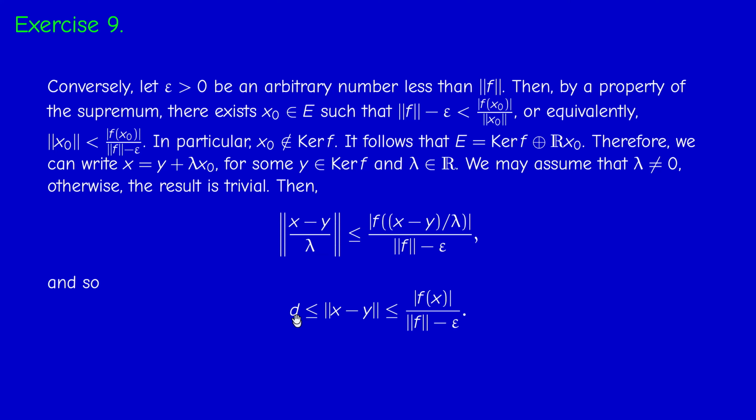And that's it. So the infimum is less than the norm of x minus y. And therefore d is less than the absolute value of f of x over norm of f minus epsilon. And since this is true for every epsilon less than norm of f, we can let epsilon tend to 0. And we get d is less than or equal to the absolute value of f of x over norm of f. So we have therefore proved a double inequality. So we have equality.